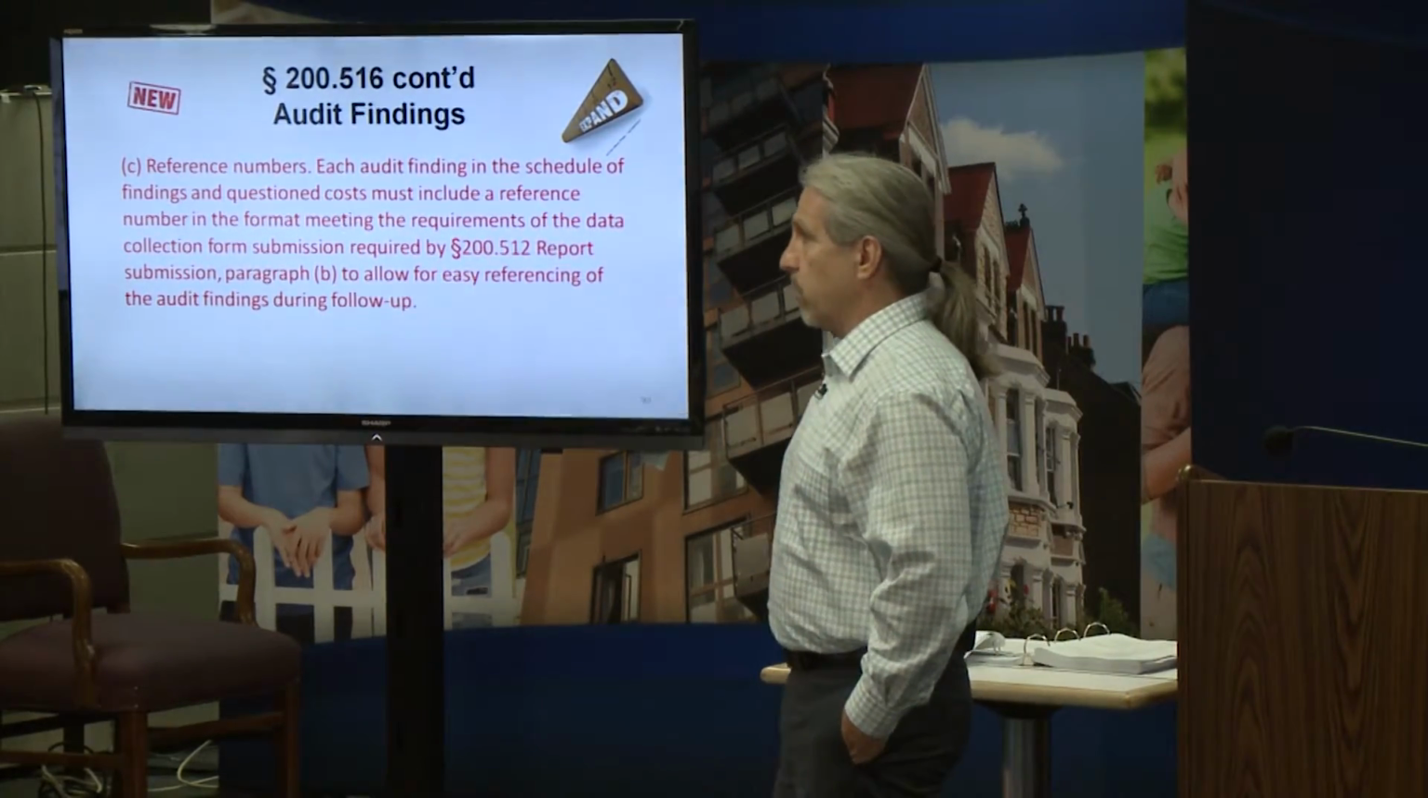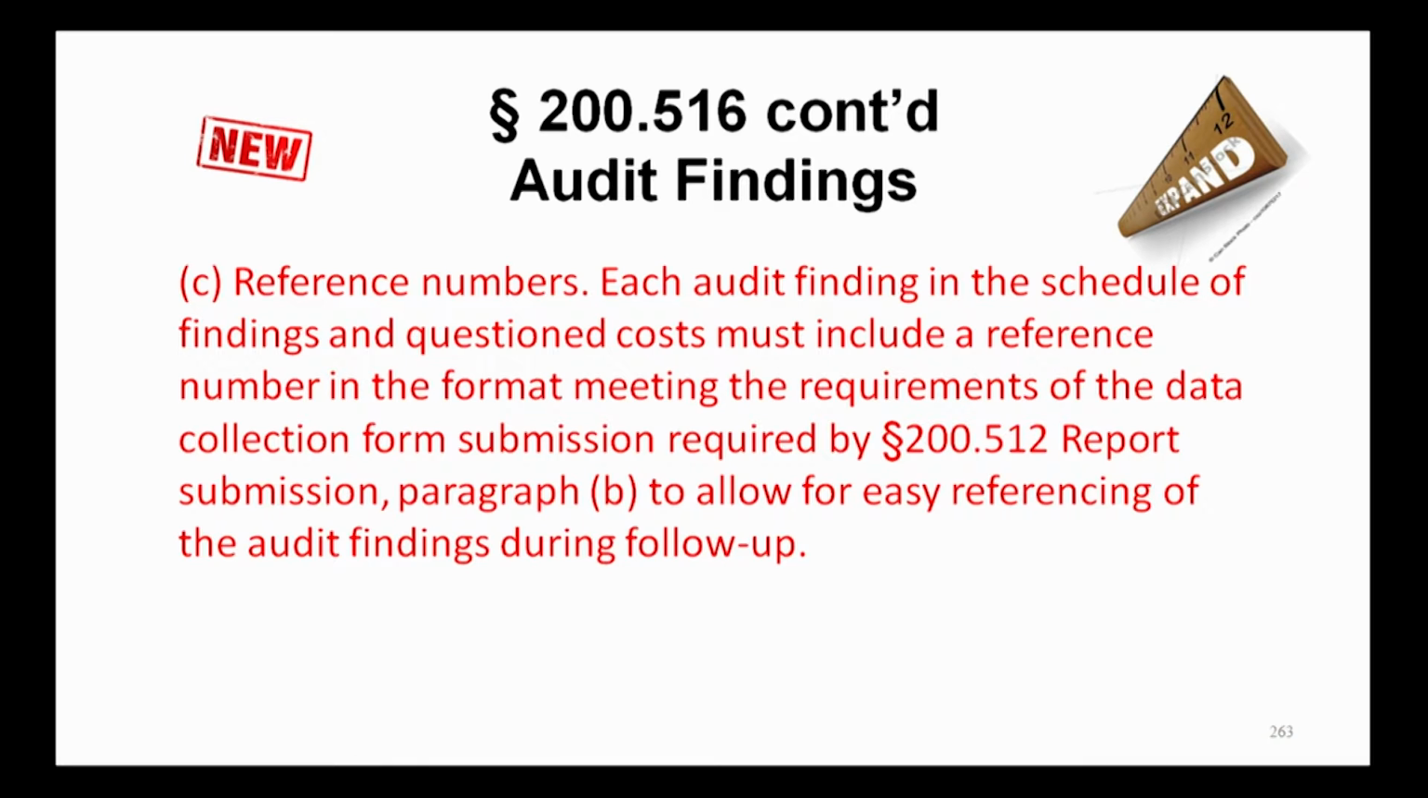C, reference numbers. Each audit finding in the schedule of findings and questioned costs must include a reference number in the format meeting the requirements of the data collection form. So the audit form that you fill out as part of the Federal Audit Clearinghouse that you must submit, this is saying that when the auditor issues his report, it must be logically connected to those reference numbers on the Federal Audit Clearinghouse form.